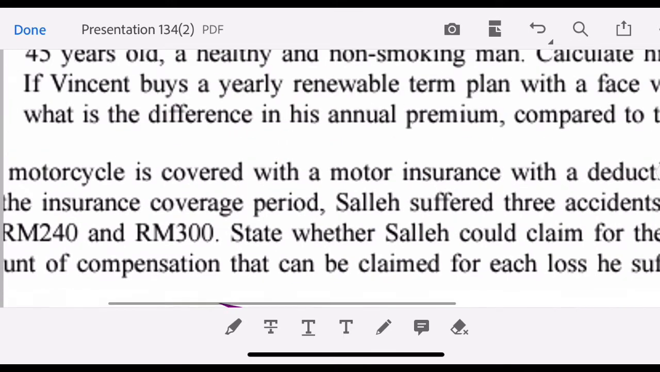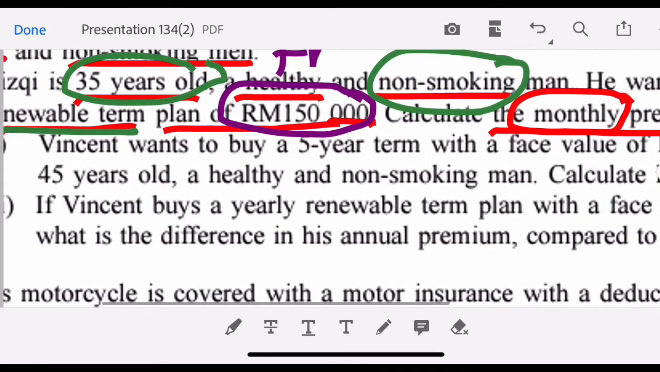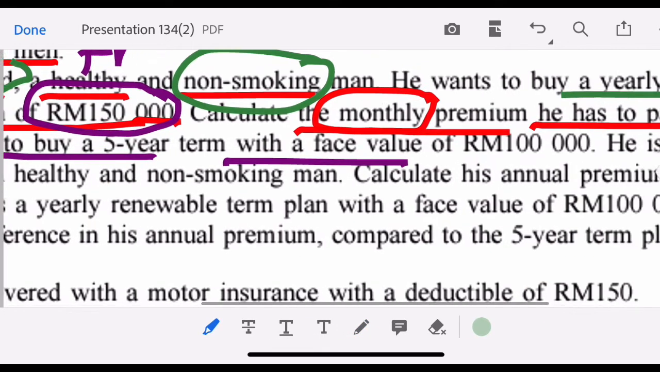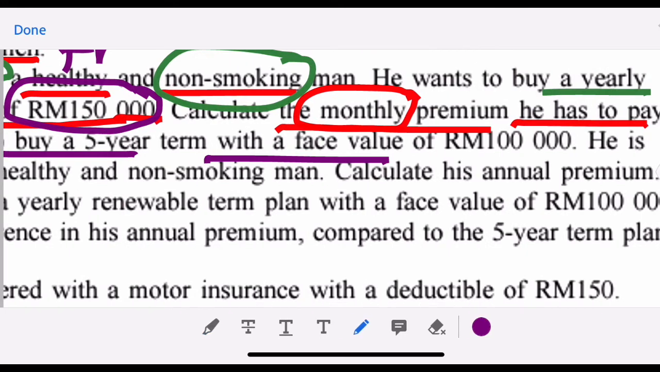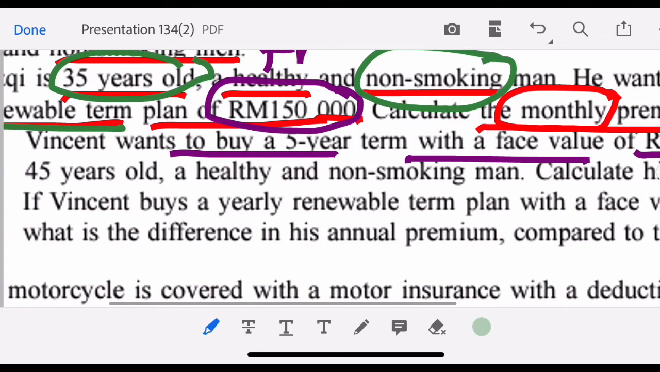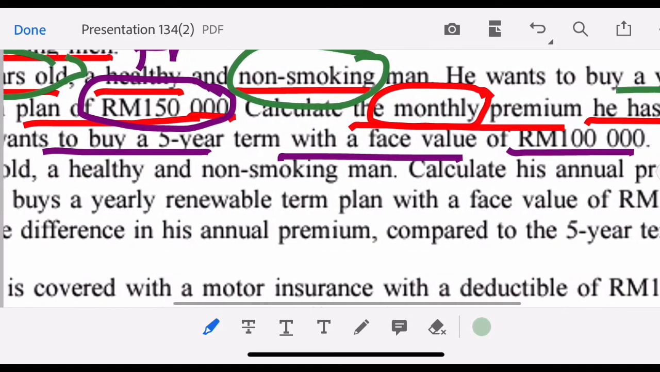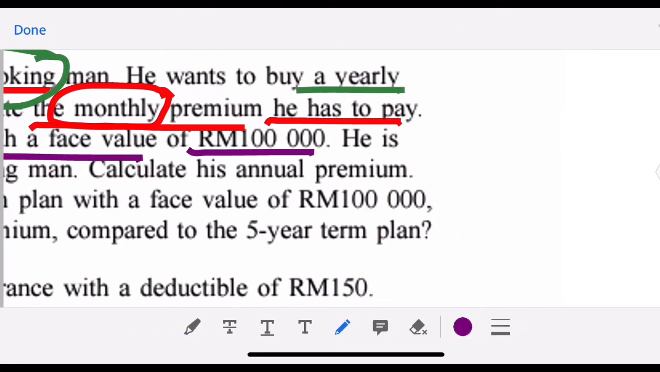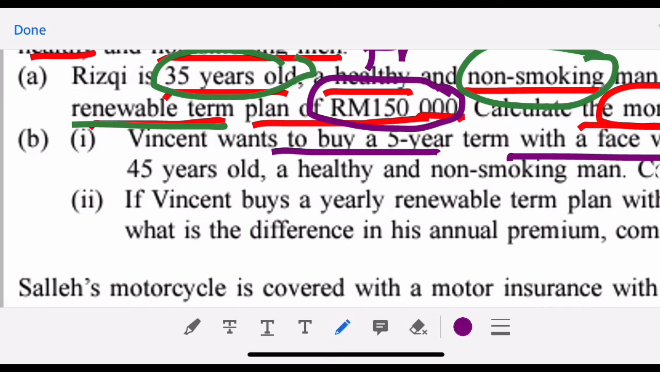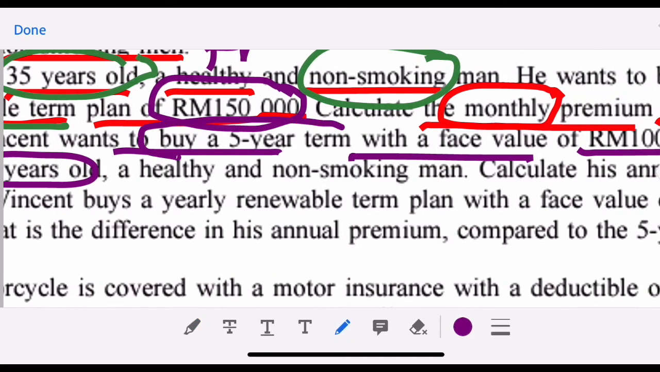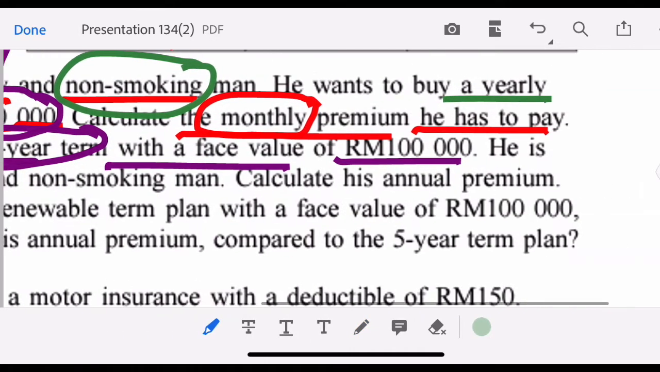Okay, now how about for B? Let's see B. Winston wants to buy a 5-year term with face value 100,000. Okay, he is 45 years old, a healthy, non-smoking man. Calculate the annual premium. So the keyword is 45 years old, and he wants to buy the 5-year term with a face value 100,000.